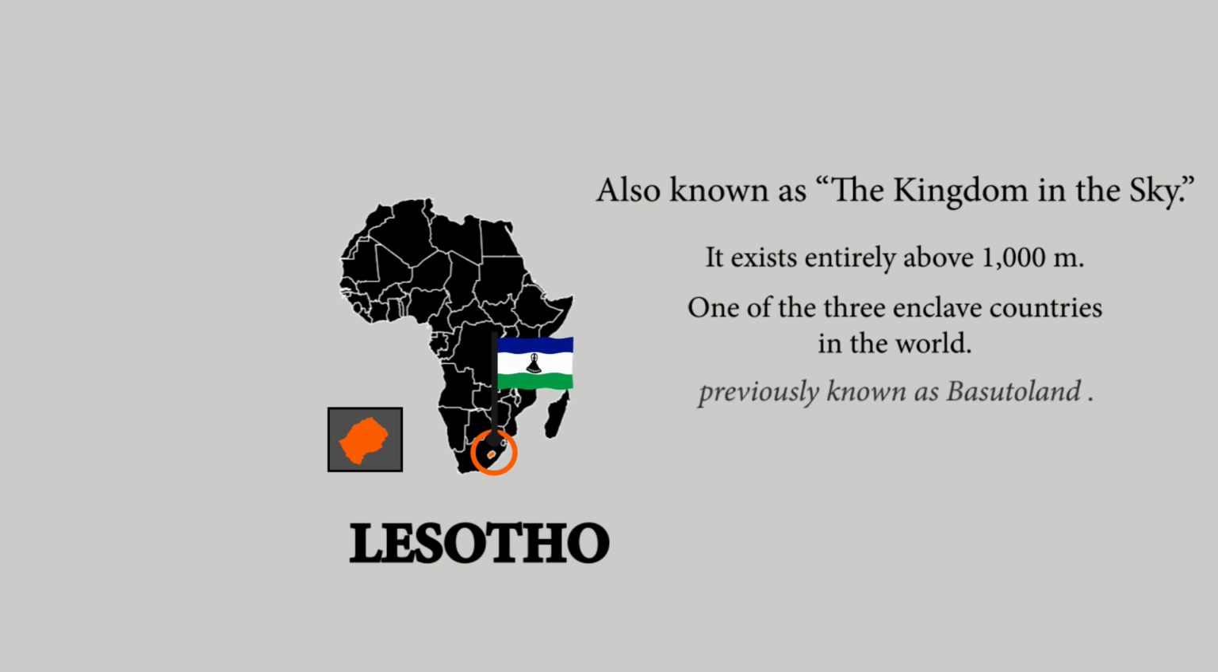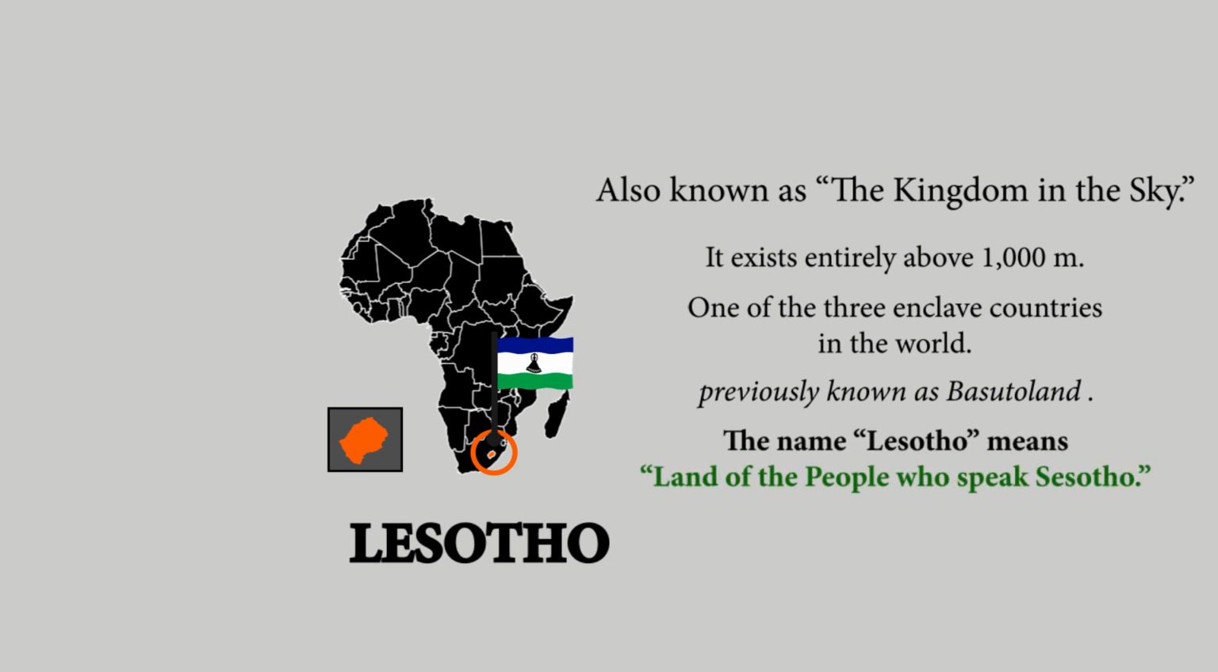It was previously known as Basutoland until its independence from the United Kingdom in 1966. The name Lesotho means land of the people who speak Sesotho. Sesotho is the official language of the country, while Basotho is the name of the ethnic group which makes up more than 90% of the country's population.